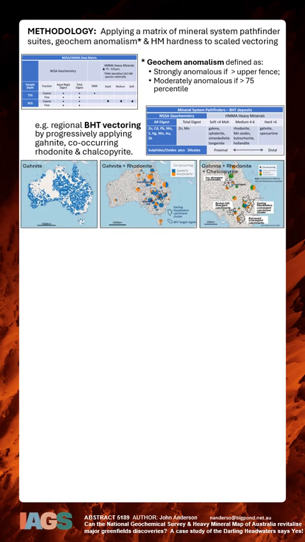The example shown here is for BHTs with progressive vectoring from hard garnet, which can represent multiple source styles and cross-catchment migration, to adding co-occurrent softer rhodonite, then onto chalcopyrite as the most proximal component of the matrix. You can see the standouts are the divergent catchment clusters around Cannington and Broken Hill, plus the convergent clusters at the Darling Headwaters and Murrumbidgee-Murray Junction.